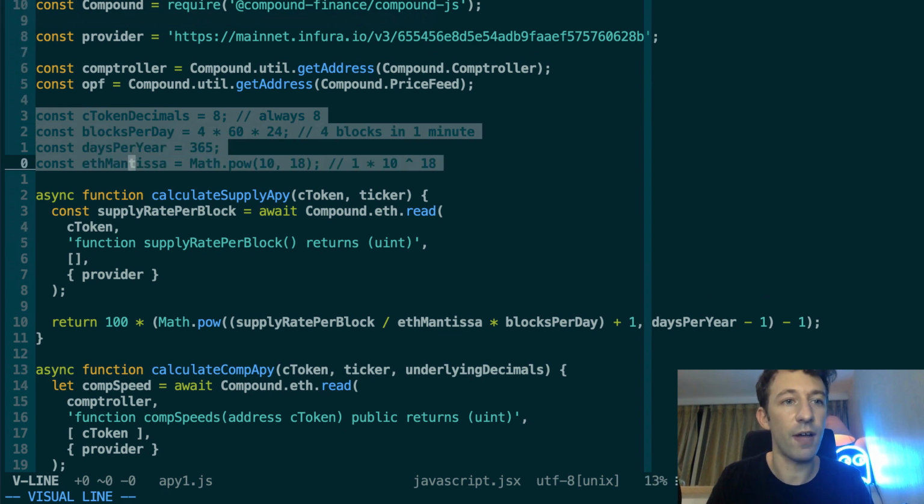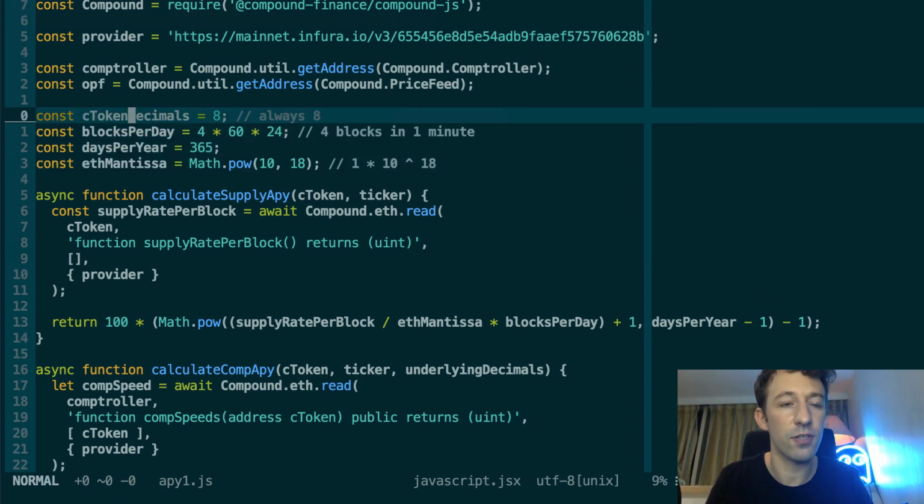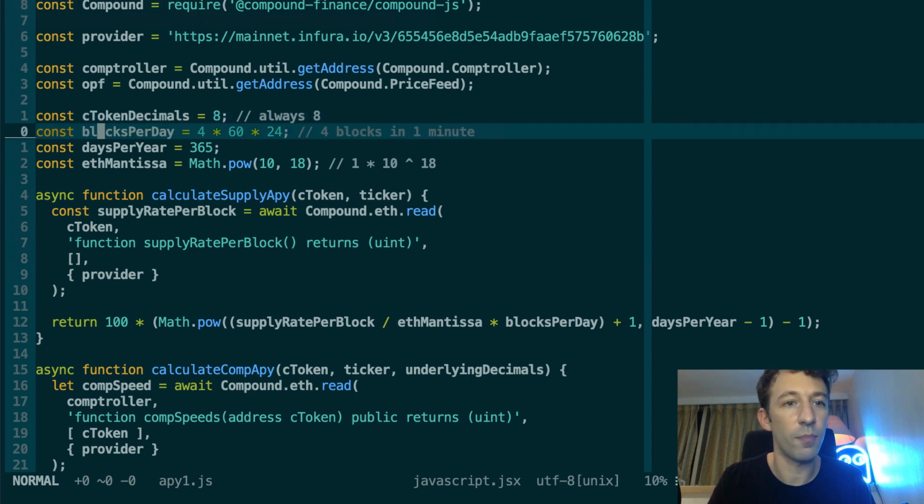After, we define a couple of constants that we will use. So cTokens are smart contracts in Compound that represent individual markets like DAI, USDC, etc. And when you supply liquidity to each of these markets, in exchange you get some cTokens, and these cTokens have 8 decimals.